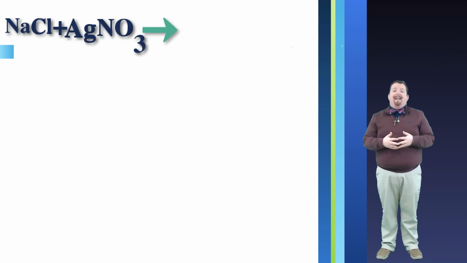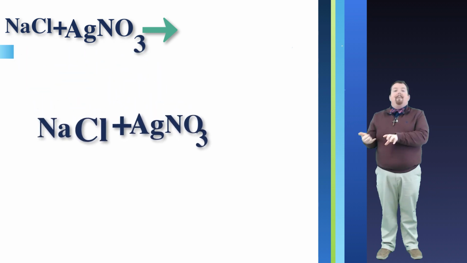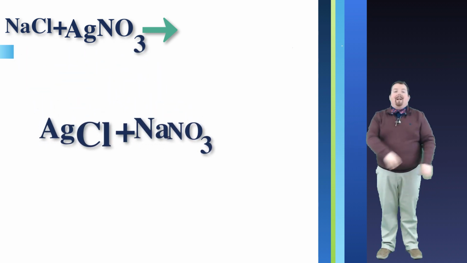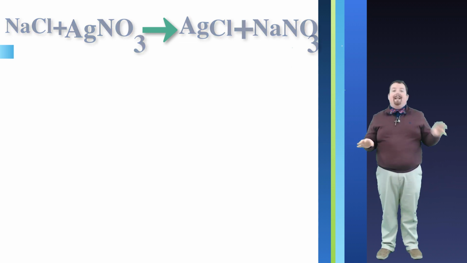Double replacement is basically the same thing as single replacement, except that we start with 2 compounds, and they swap their elements, and we end up with 2 different compounds. So we don't have any elements all by themselves this time. They're both compounds from beginning to end.